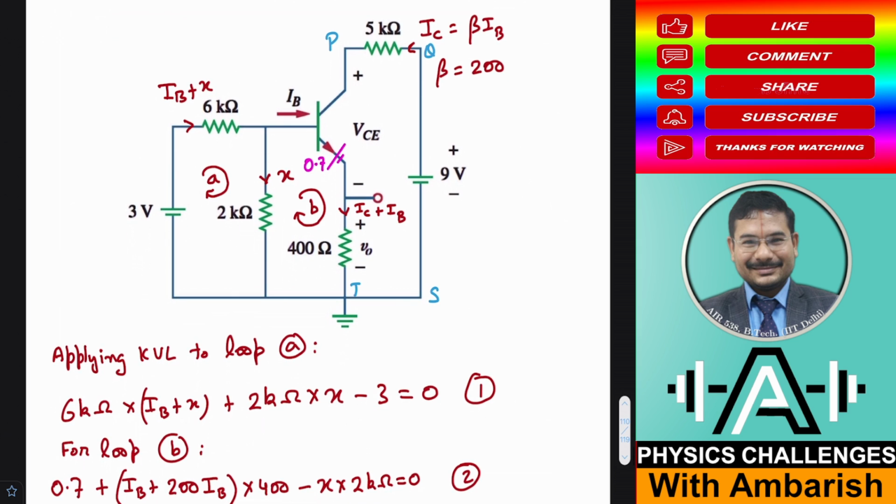demonstration. Okay, so loop A I'm trying to apply. So this current is IB and this is X, so this becomes IB plus X. The current through the 6 kilo ohm becomes IB plus X.